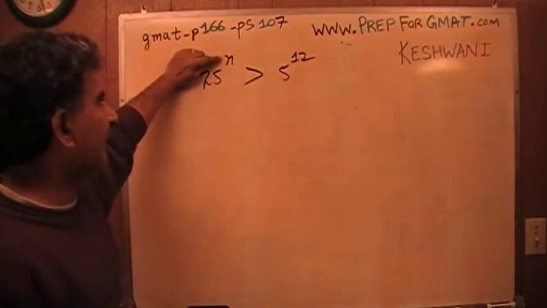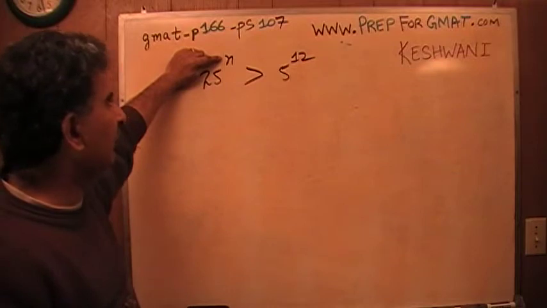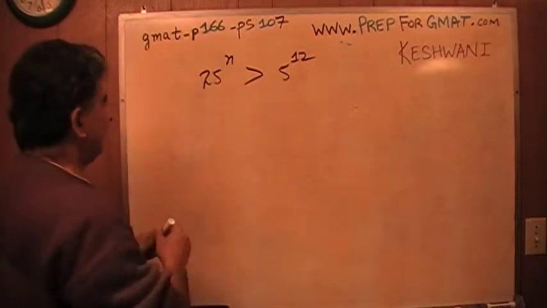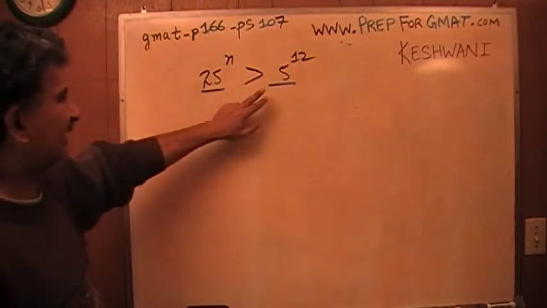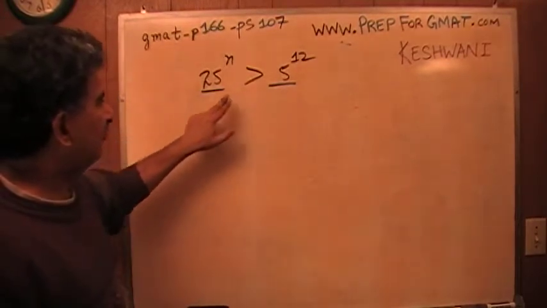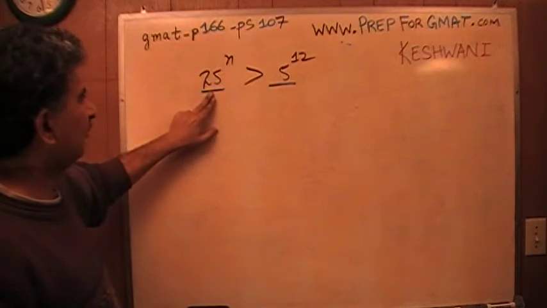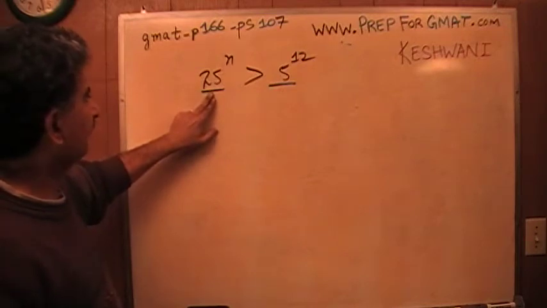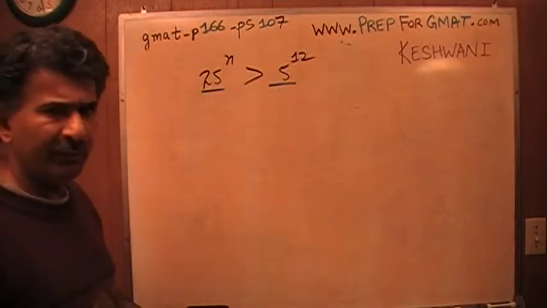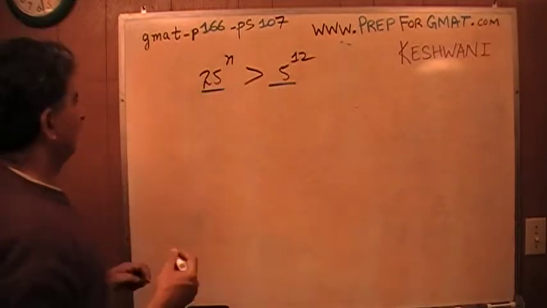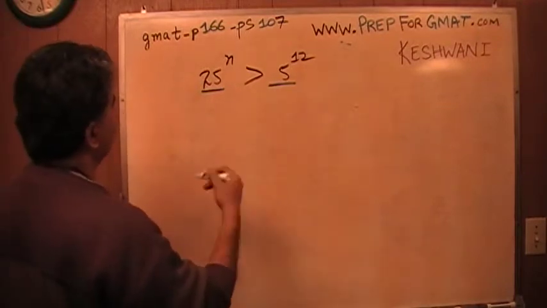The only way I can say anything about n is if the base on both sides is the same. The bases are not the same. I have to make these two bases the same. Either make this into a 5, I'm going to make this into a 5. Actually, I'm going to do it two ways. I'm going to show you two ways. All right, let's start.